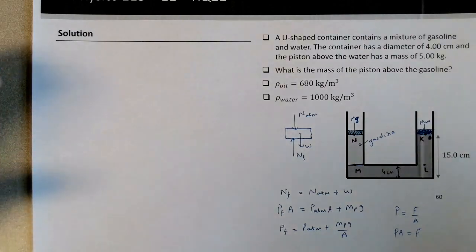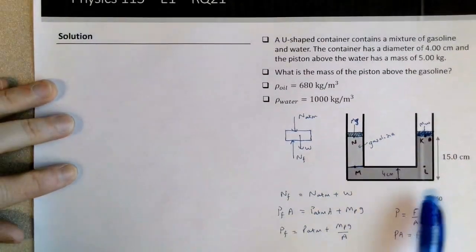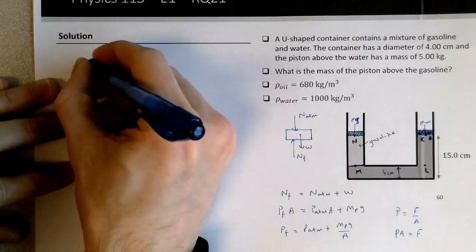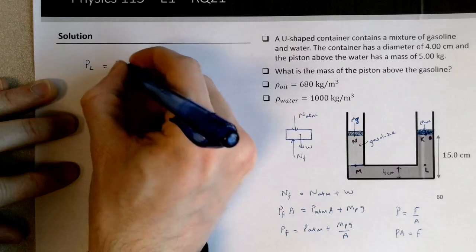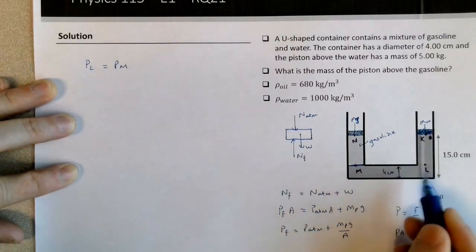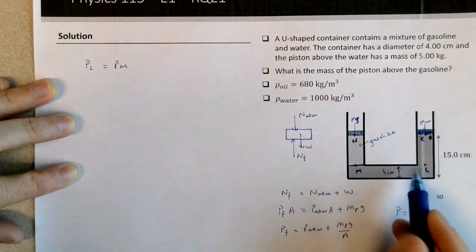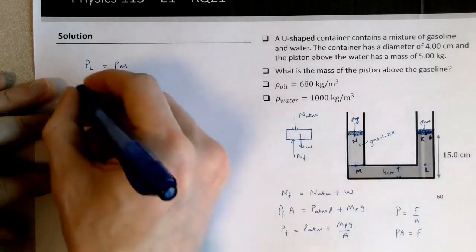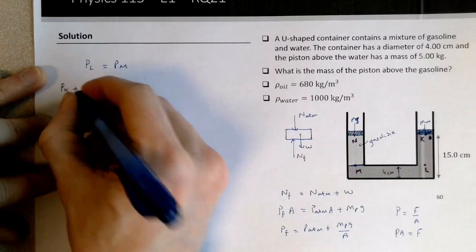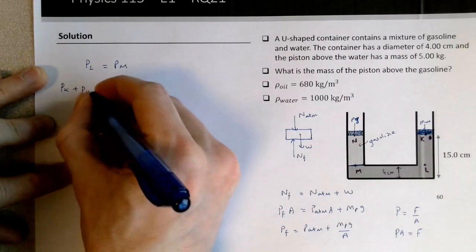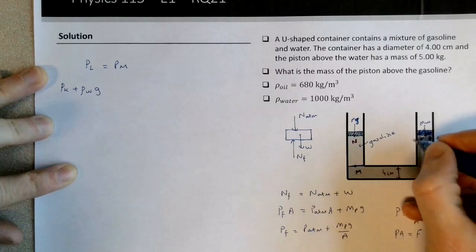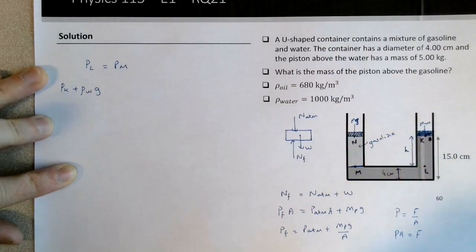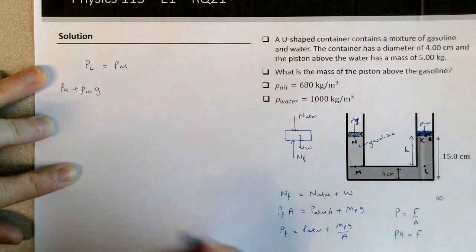Okay. So what I'm going to start with is stating that the pressure at L equals the pressure at M. So same height, same fluid, same container. Now the pressure at L I can state is equal to the pressure at K plus rho water G times this value of H. Rho times H times G. I don't mind if you use H or G.